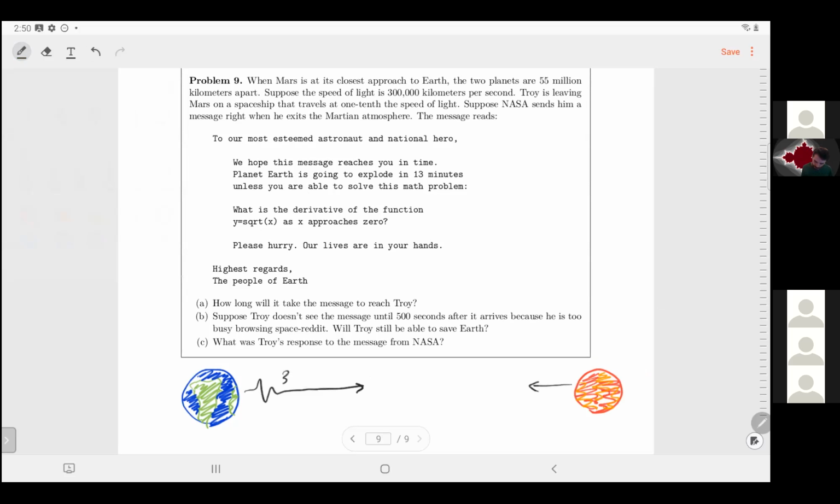So this is going at 300,000 kilometers per second. I'm going at 30,000 kilometers per second. And it's sort of like one of those problems where you have two people on a road traveling towards each other, right? I've just added some flair, I suppose. So how long will it take the message to reach Troy is exactly the same thing as how long will it take Darren to meet Jill if they're driving towards each other on a road. It's just things are moving a lot faster in space.